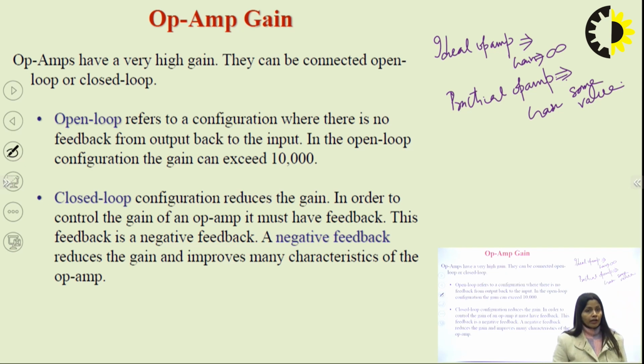Now there are basically two configurations to work with op-amp. First is closed loop and second is open loop. Open loop is when there is no feedback from output to input. That means there is no connection, no resistance between the output terminal and any of the input terminals. Then it is an open loop configuration, and in that case the gain can exceed 10,000. Whereas in closed loop operation there must be feedback, and this feedback should be given at the negative terminal. Many applications are based on this closed loop negative feedback circuit, like the summer adder, which we will discuss later. Closed loop configuration reduces the gain.